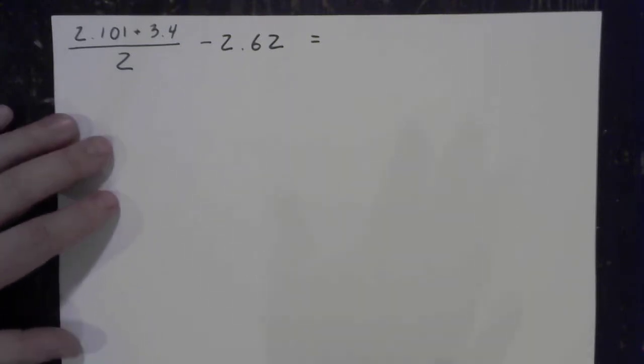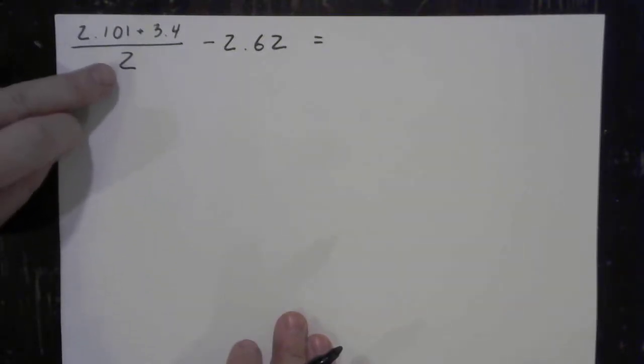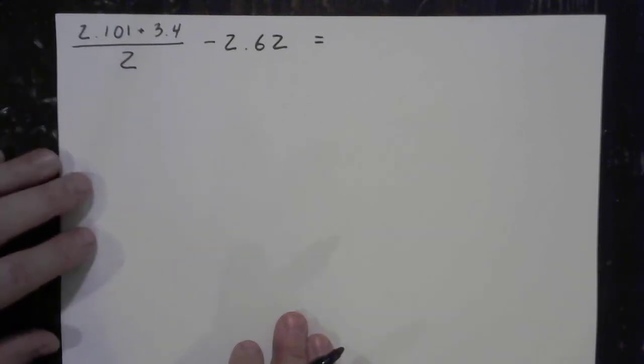So I'm going to do two separate problems here. Here's the first problem. I'm going to add a little piece of information that's not obvious just by looking at this. But we're going to say that this 2 is an exact number. Remember, that means that it has infinite sig figs here.